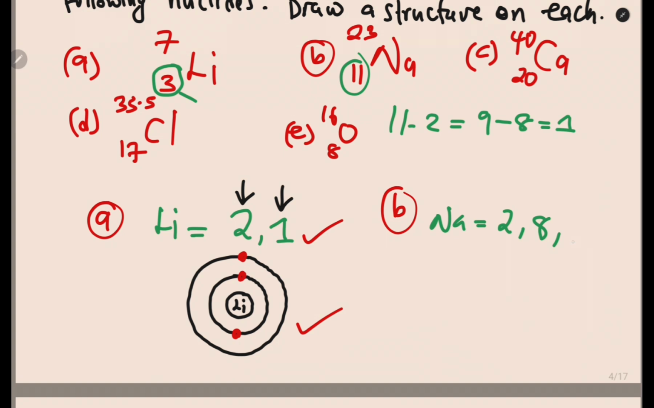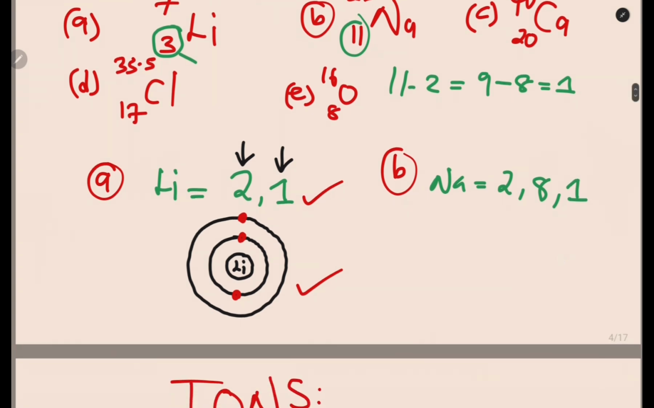The third shell can accommodate 8 or 18, but the remaining electrons are less than 8. So the remaining one, we are just going to put it there. So this is the configuration of sodium.